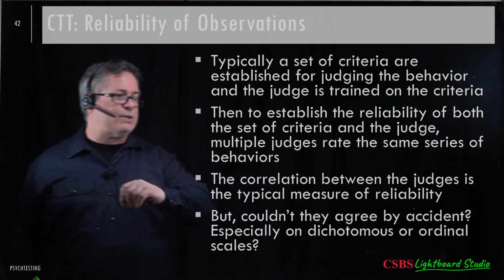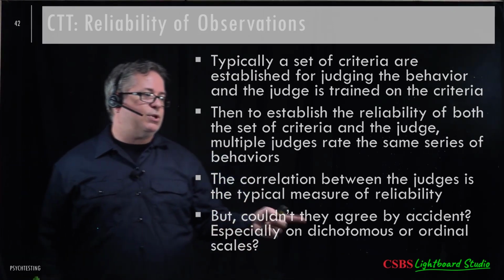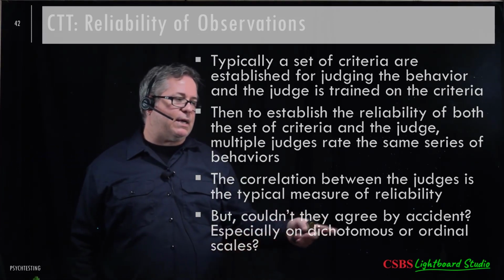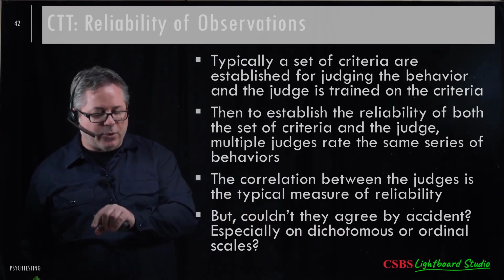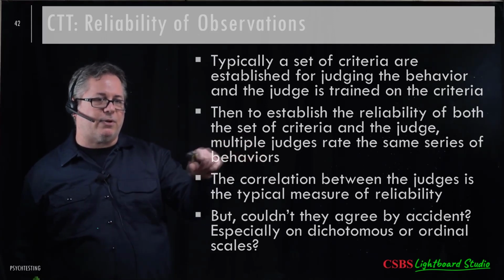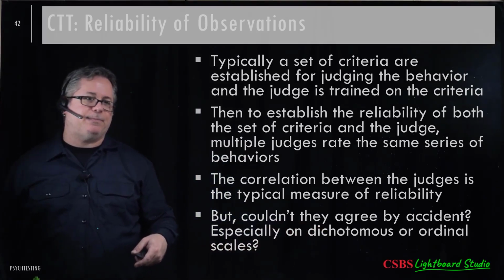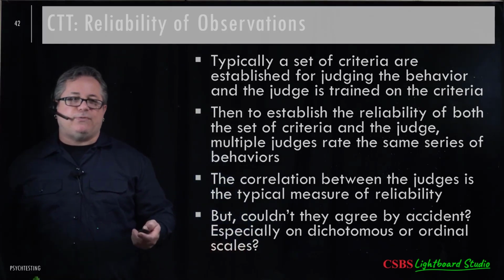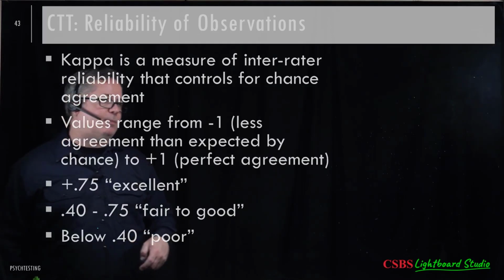So these are just simple yes/no questions, so it's possible for judges to agree by accident. Especially if the scale is dichotomous, yes/no, or ordinal, like the behavior was non-aggressive, a little aggressive, a lot aggressive, it's very easy for people to agree simply by accident. They just randomly agree. So oftentimes we will adjust for the amount of random agreement when looking at the reliability of observations.